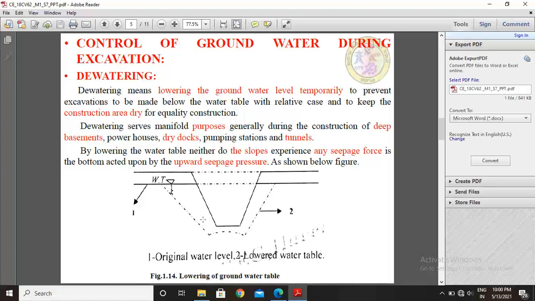Subsurface drainage not only facilitates construction, but it also helps in improving the properties of the soil. This helps in the stabilizing of soils. In case of fine grained soils, although the quantity of water removed is not much, improvement in the properties of the soil is significant. Subsurface drainage also helps in reducing the hydrostatic pressure acting on the base of the structure.